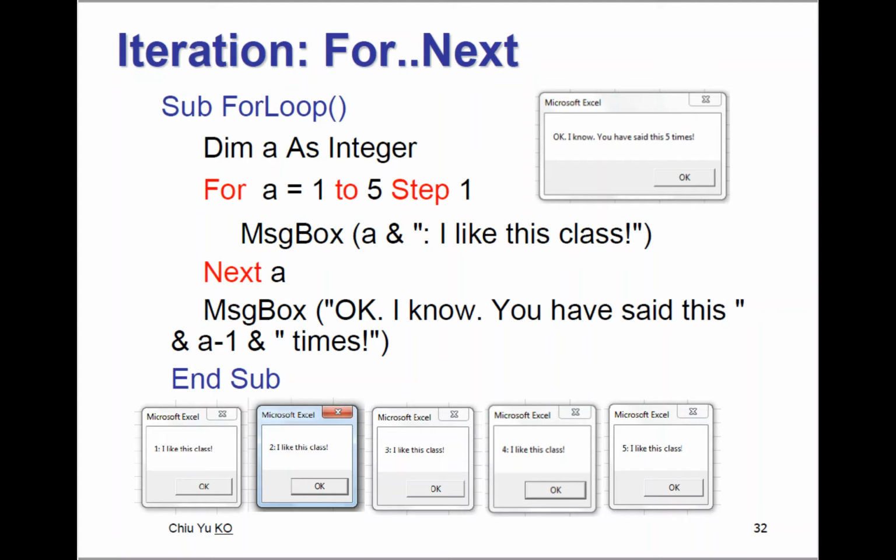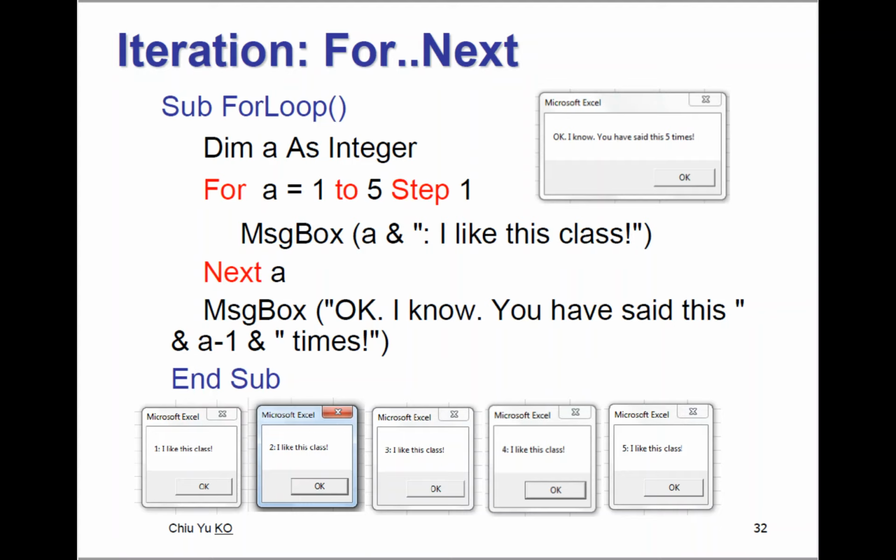If I let a be an integer and a from 1 to 5, step 1, so it's going up by 1 each time, so 1, 2, 3, 4, 5. And each time, message box 1, I like this class, 2, I like this class, 3, I like this class, and 4, I like this class, and 5, I like this class.